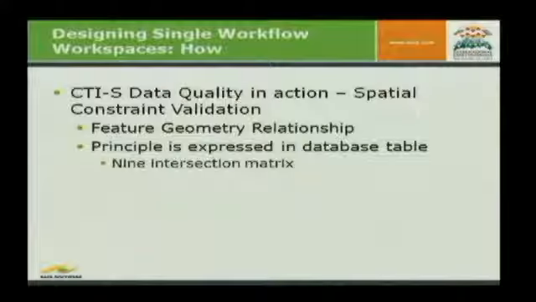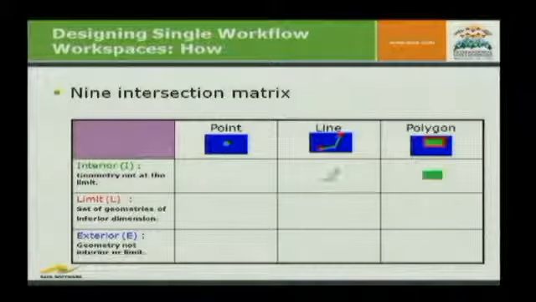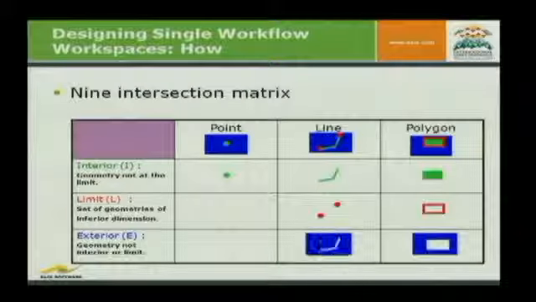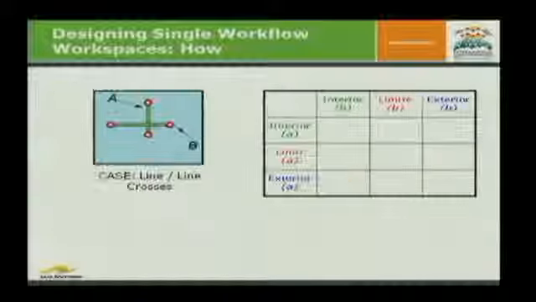Okay, the other one I wanted to talk about, since I still have just 5 minutes, is the spatial constraint validation. The idea is to validate the relation between geometries. So we use the 9-intersection matrix, the Egenhofer concept. I wanted to explain how the 9-intersection matrix works.